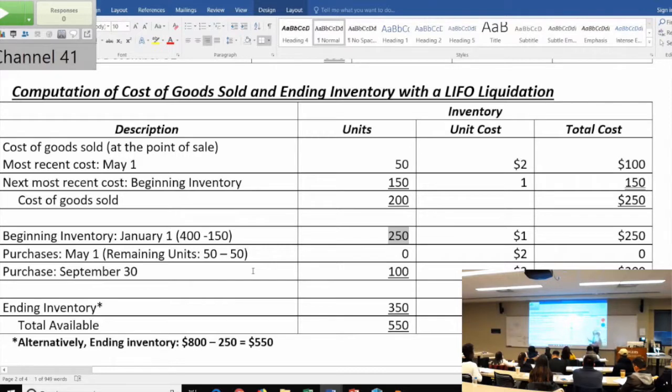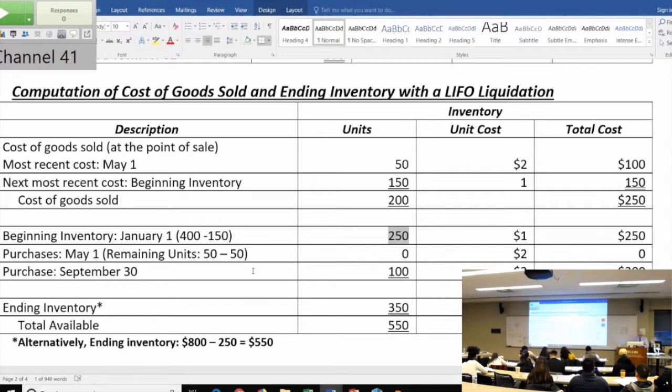There's nothing left in the first purchase because you sold all those out. And then the September 30th purchase is 300. So the ending inventory is going to be 550. And the cost of goods sold is 250. Now, all you had available here was 800, so that's going to be a little different. So, let's go here, just to keep track. With the liquidation, the cost of goods sold is 250, and the ending inventory is going to be 550. And the total available is going to be 800.